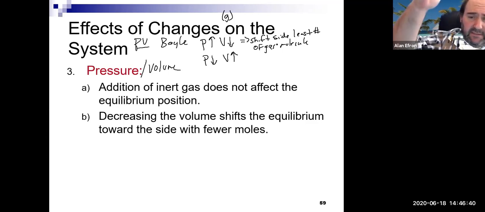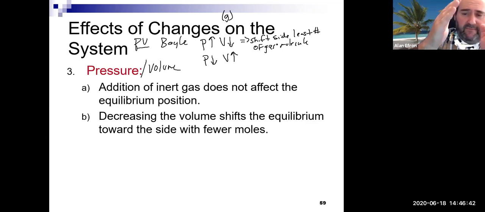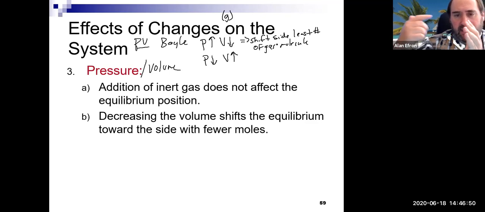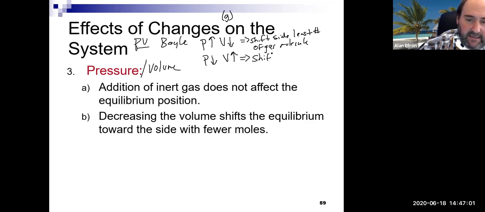If we decrease the pressure, that means that the volume here is going to get much bigger. And in that bigger space, in order to bring the pressure back up, we would need more gas molecules to fill it up. More gas molecules will give you more reactions, more collisions, and bring that pressure back up. And we would need to shift to the side with more gas molecules.